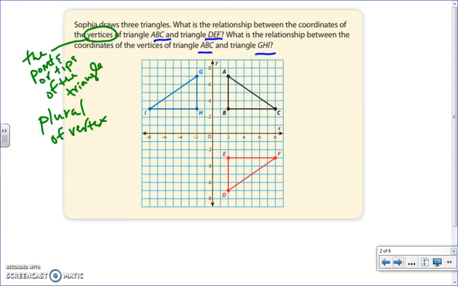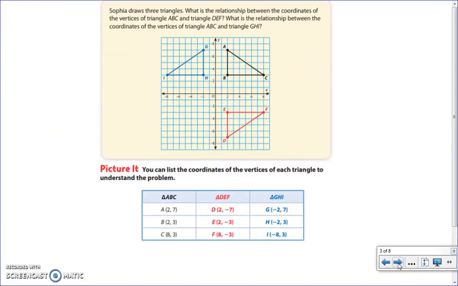All right, so what we need to do is look at ABC, which is in quadrant 1. That's the triangle. We're going to compare it to triangle DEF first, and also GHI. So now let's take a look at some of these additional questions that they have. It says that you can list the coordinates of the vertices of each triangle to understand the problem.